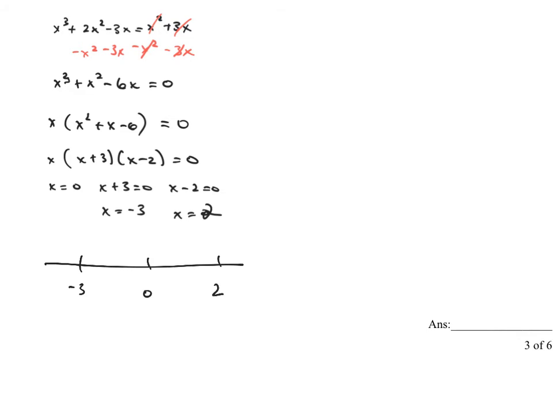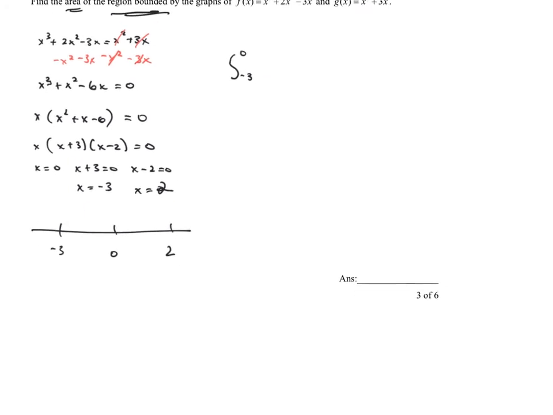I'm going to have my first integral be from -3 to 0 of the top function minus the bottom function. Then I'm going to have plus, and I need to do my second integral from 0 to 2 of the top function minus the bottom function. So I've got to be very, very careful here. I'm actually doing two separate integrals, and I need to see which one's on top and which one's on bottom during both of those integrals.